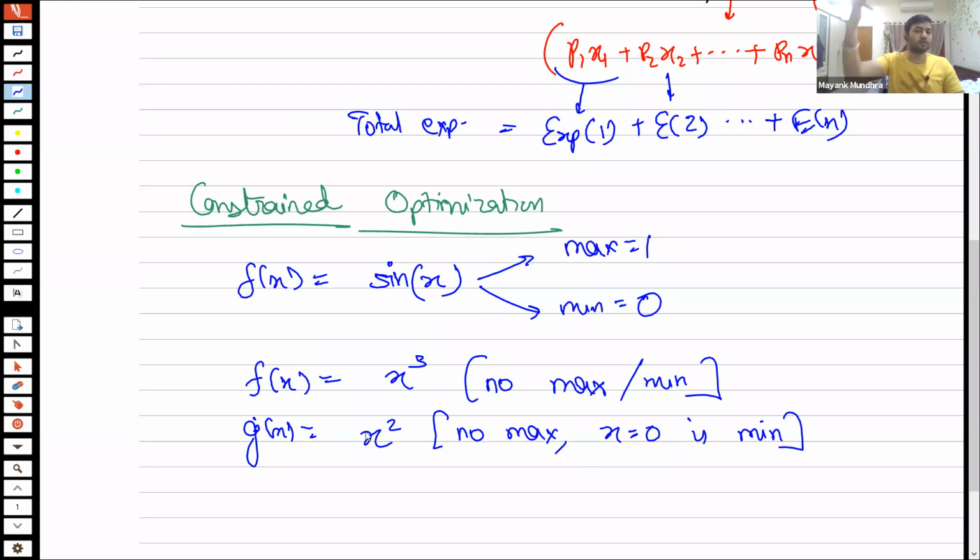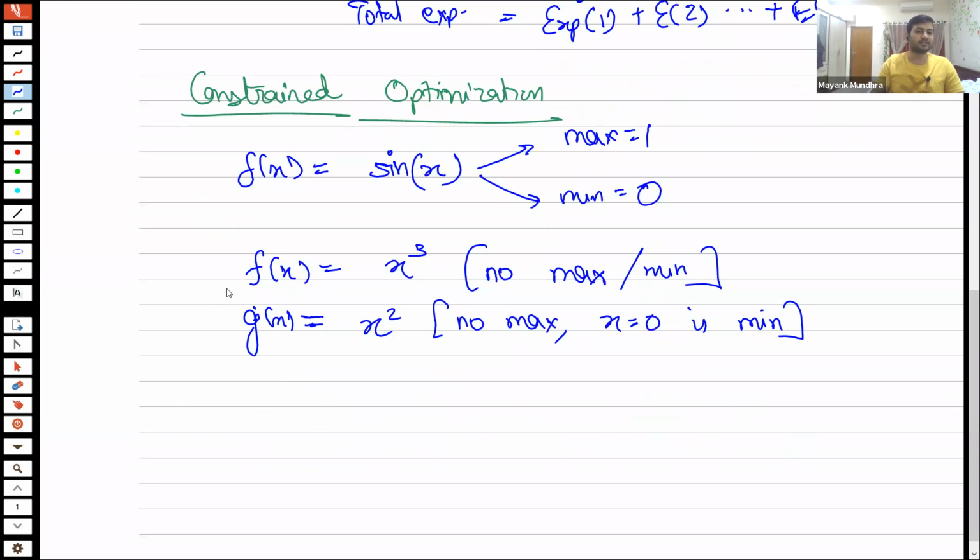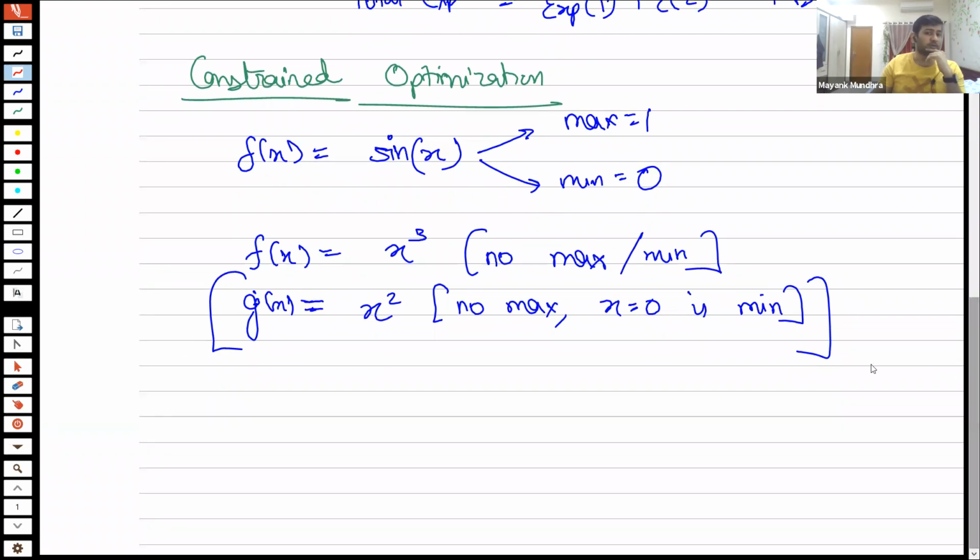But the higher you keep on going with the magnitude of x, the higher will be the value of x square. So there is no maxima. Now, utility functions are something like this kind of functions. They have a minima in the sense that you consume nothing, you get 0 utility. But they don't seem to have a maxima inside because you keep on consuming more, you keep getting more. So such functions don't have an internal optimum. They don't have an interior optima. So they have no interior maxima.